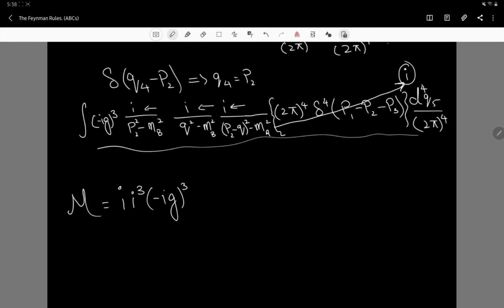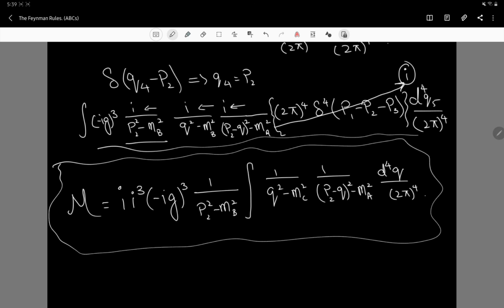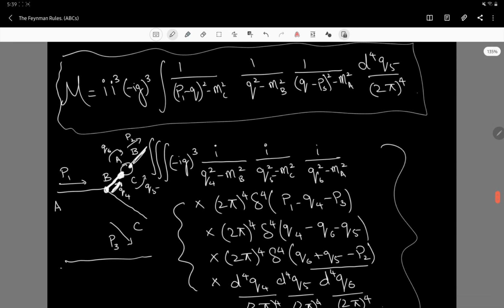I can throw everything that does not contain q outside the integral. So what else is there is this thing, 1 over this thing. That does not contain q, so P2 squared minus MB squared, I can throw that out, and I would be left with 1 over q squared minus MC squared, 1 over P2 minus q whole squared minus MA squared, d4q over 2 pi raised to power 4, and that's it. So this is the integral or the scattering amplitude that corresponds to this diagram. Beautiful.